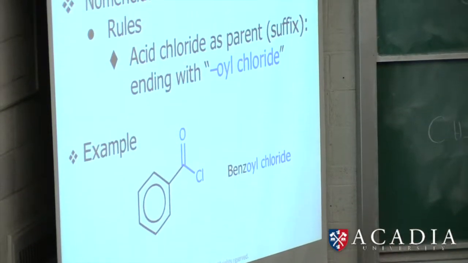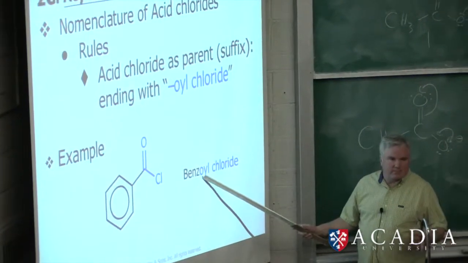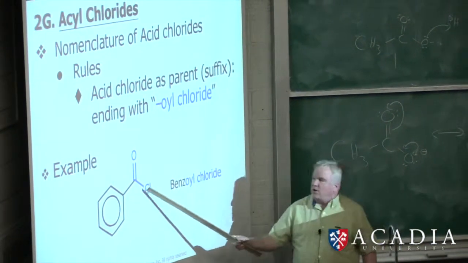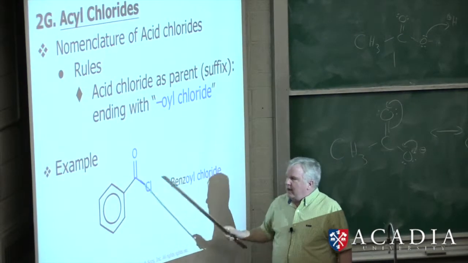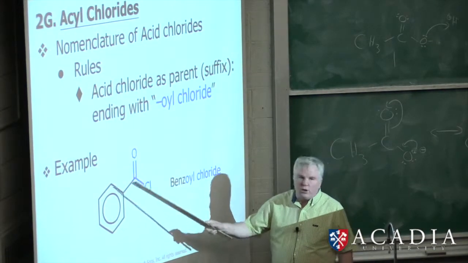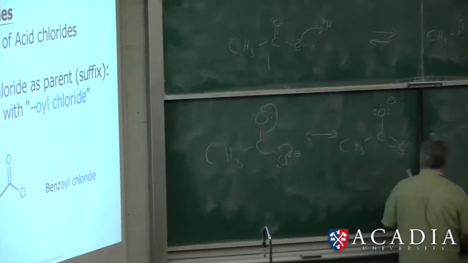Acyl chlorides, we change, just like we did when we have this functionality on an organic molecule, we call that the benzoyl group. And this is a chloride, so we just call it benzoyl chloride. And we can have ethanoyl chloride.